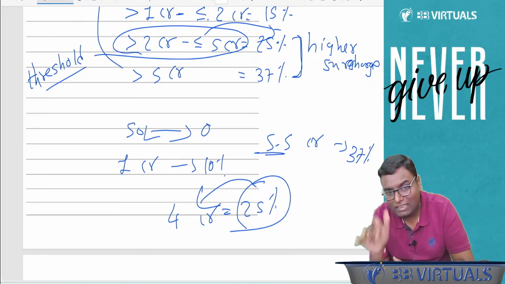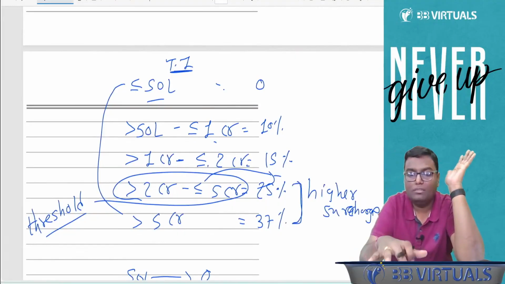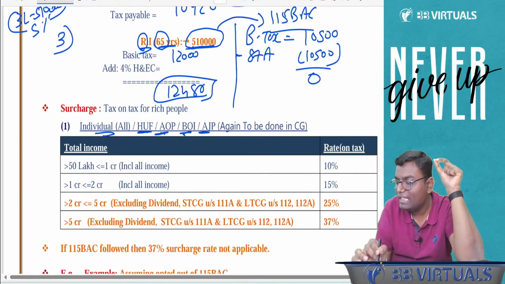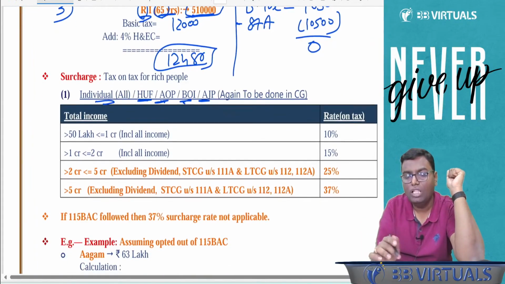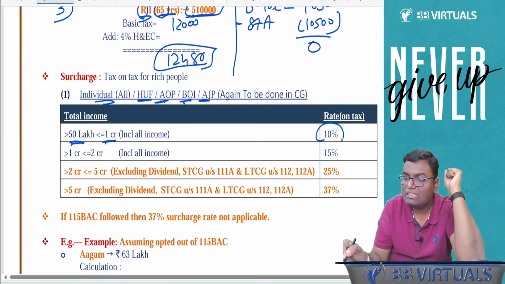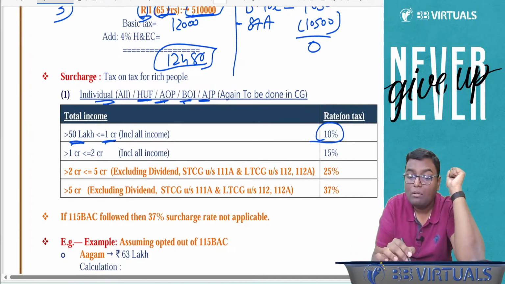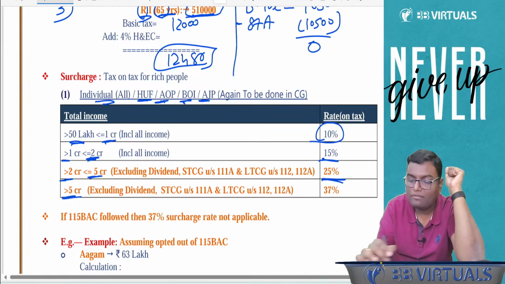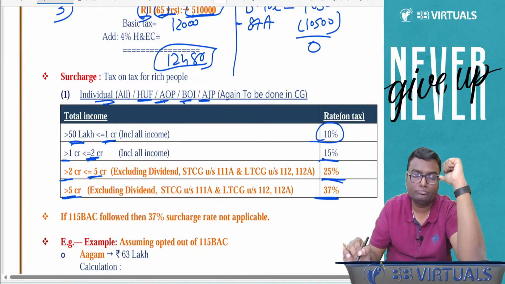Achha, this surcharge rate is only for those 5 persons: individual, HUF, AOP, BOI, AJP. If total income is more than 50 lakh but up to 1 crore, the surcharge rate will be 10%. More than 1 crore but up to 2 crore, 15%. More than 2 crore but up to 5 crore, 25%. More than 5 crore, 37%.